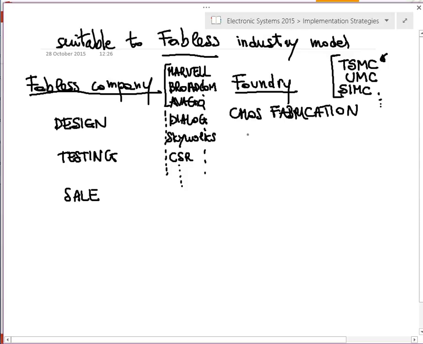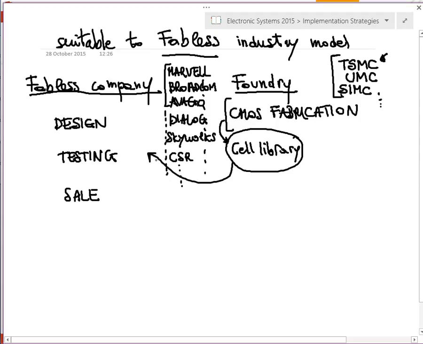Why am I mentioning that? Because typically it's the foundry that provides the cell library. The main situation is the following. The foundry that does the CMOS fabrication also produces the cell library and provides it to the fabless company. So the fabless company first decides what foundry to use, and then from the foundry it has the cell library and can use it to design the integrated circuit. And this is the way it goes. So the fabless company does the design, sends the layout to the foundry, which fabricates the chip and gives the chip back to the fabless company, which does the testing. If it works, it's okay. If it does not work, it repeats. And when it works, it goes to make the sales.